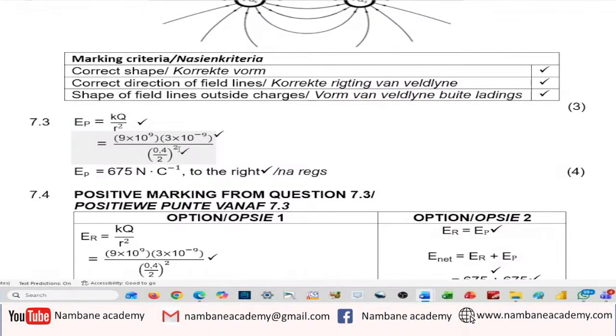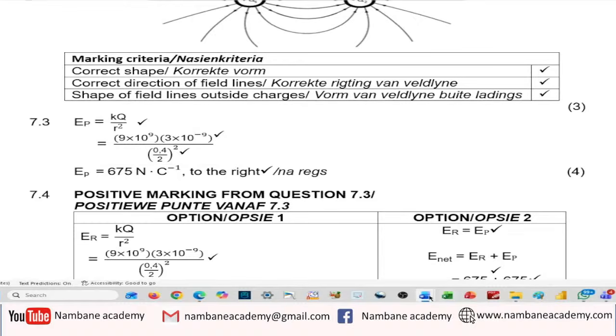we will give the mark. And then if we were to draw the vector diagram there, we'll see that the electric field at point X due to charge P will be 675 newton per coulomb to the right. So the mark allocation: 1 mark for the formula, 1 mark for the substitution in the numerator, 1 mark for the substitution in the denominator, and then 1 mark for the final answer with the direction. Because we did not ask for the magnitude of the charge, but we asked for the electric field at point X due to P. So it is 675 newton per coulomb to the right.